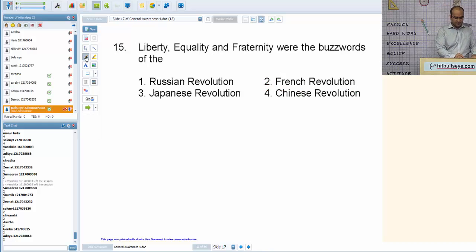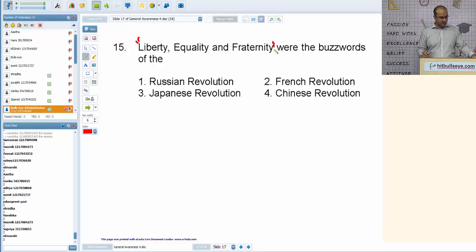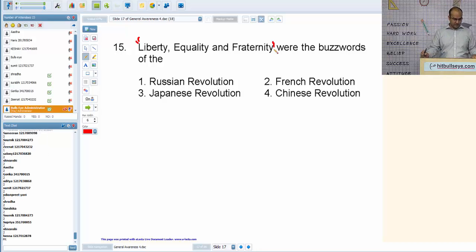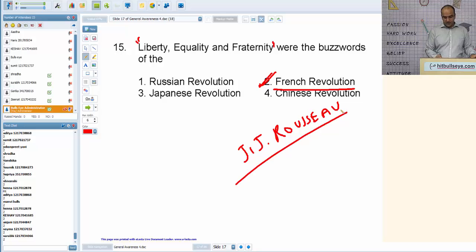Next, liberty, equality and fraternity were the buzzwords of which of these revolutions? Again, a fairly easy question. The French Revolution gave us these ideas. The main philosopher who influenced the French Revolution was Jean-Jacques Rousseau. The French Revolution was mainly influenced by the ideas of Rousseau.